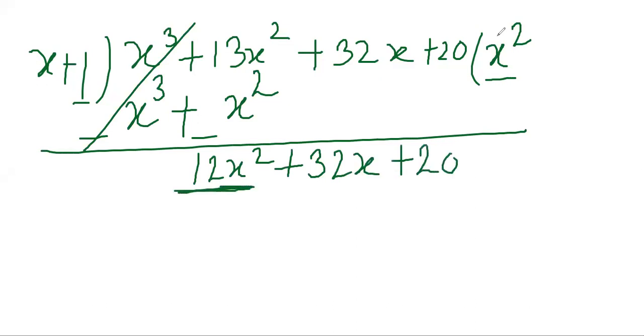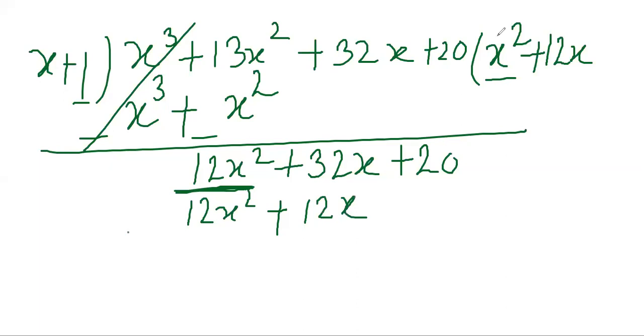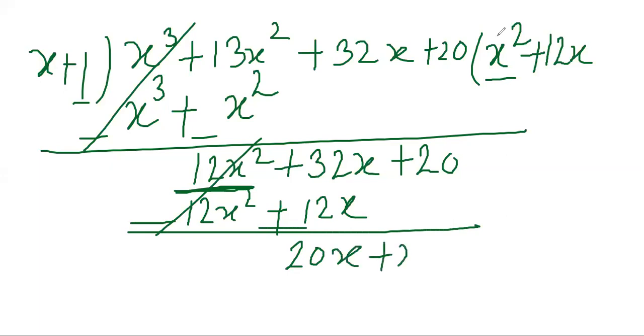Now we have to make here 12x square, so we'll multiply by 12x. We'll take 12x in the quotient. 12x into x, 12x square, plus 12x into 1, 12x. Then subtract. What is left here? 20x plus 20. Now it will go on 20.